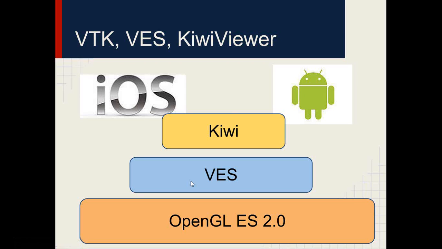Okay, so this shows the different layers that you have between the systems. At the bottom level, you have OpenGL ES that is really talking on top of the drivers of the operating system. And then VES is this extension to VTK that is providing a library to make use of the rendering capabilities of OpenGL ES. And on top of that, you will have Kiwi, or the Kiwi platform, that will provide these components that make it easier for you to create your applications for Android devices or iOS devices.